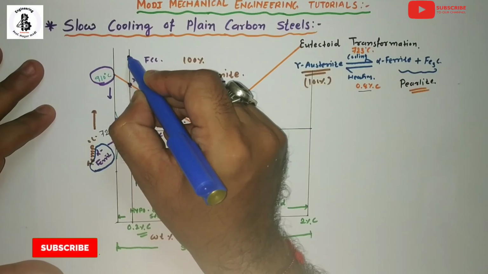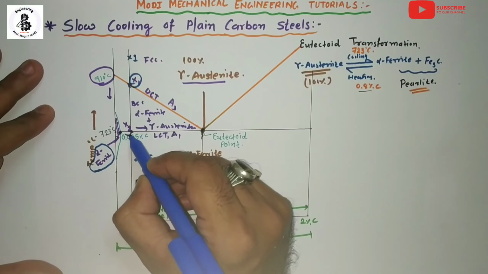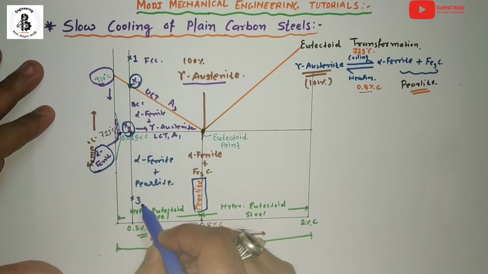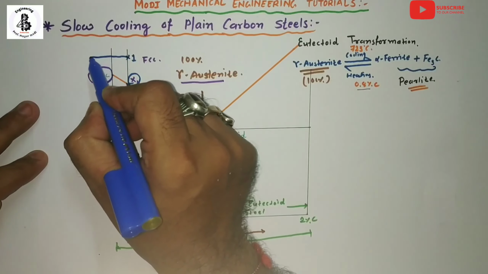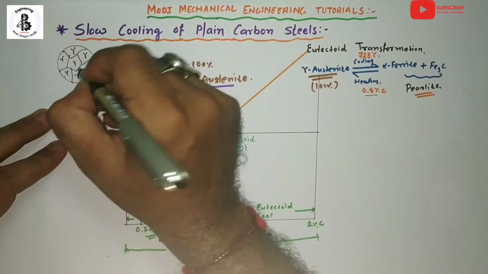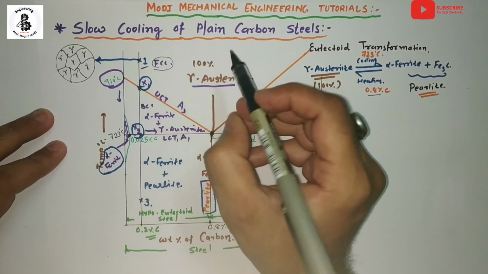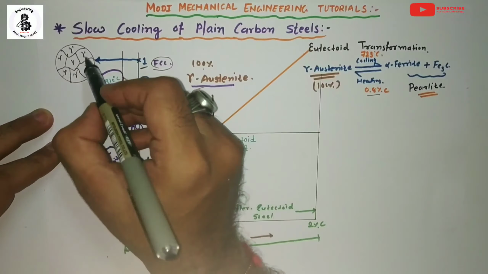Now I would like to draw the microstructure at different points. One point is here, the second point at X1, the third point at X2, and one more point at room temperature. That will be point number 3. So let's start with the microstructure at point 1. At point number 1, there is an FCC structure with 100% gamma austenite, indicated as 100% solid with the gamma phase. So this is the microstructure at point 1.